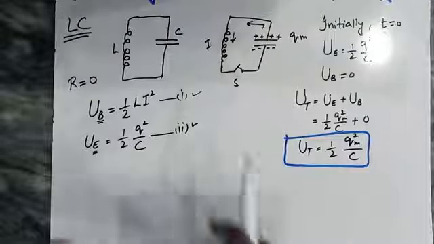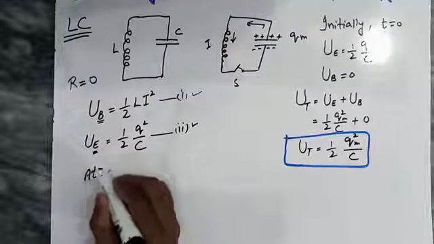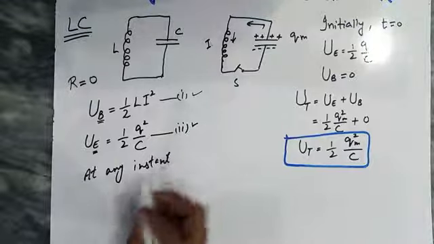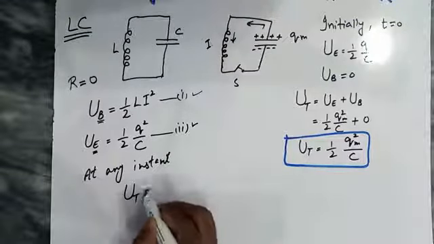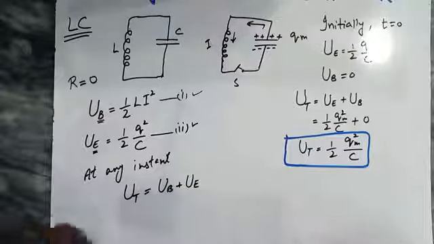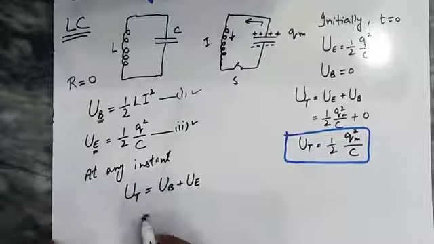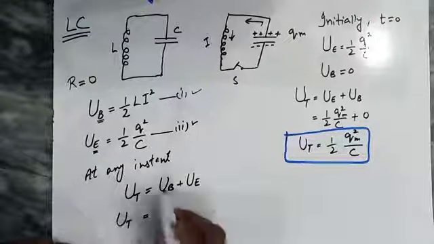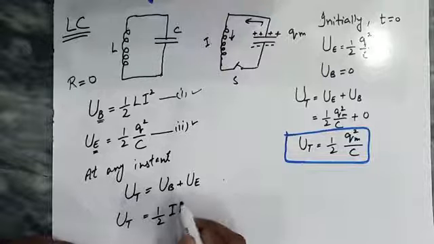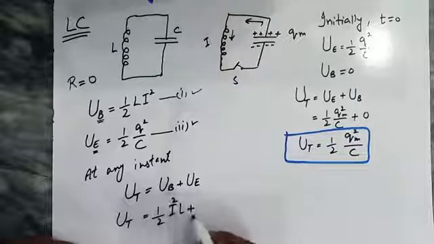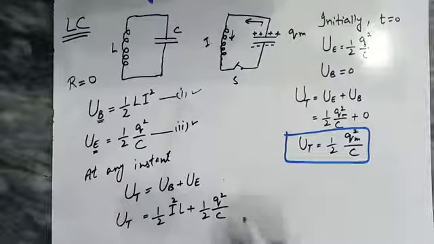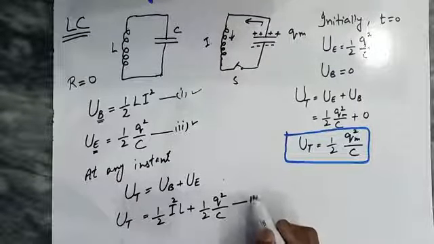So at any instant, total energy is equal to sum of electric energy and magnetic energy, and total energy at any instant becomes 1 over 2 L i square plus 1 over 2 Q square over C. We name this equation as equation 3.